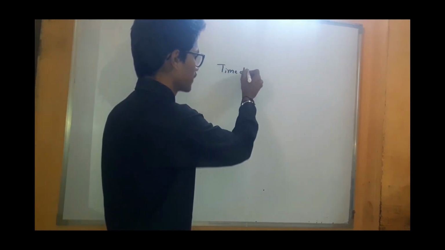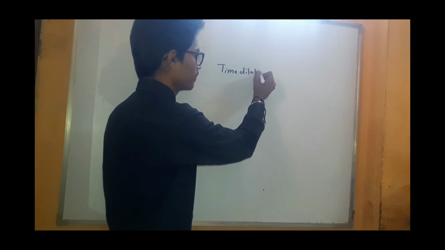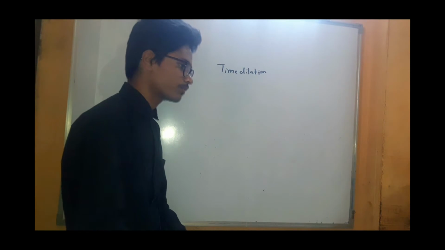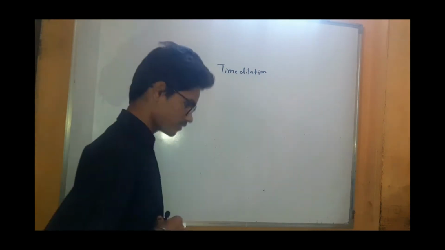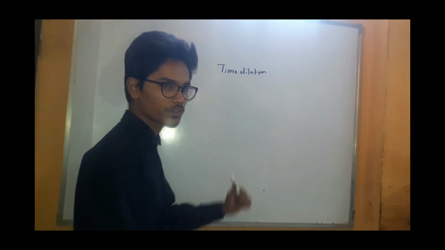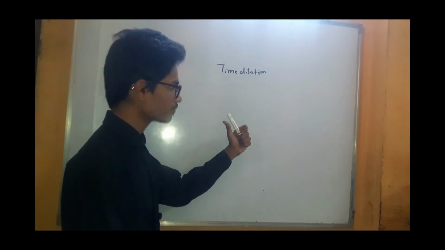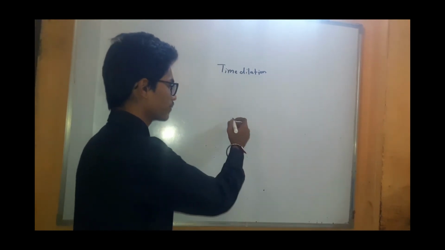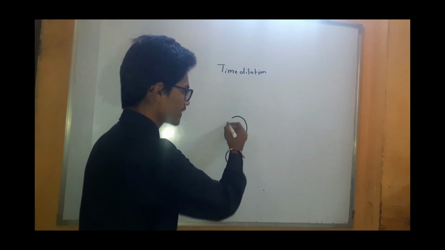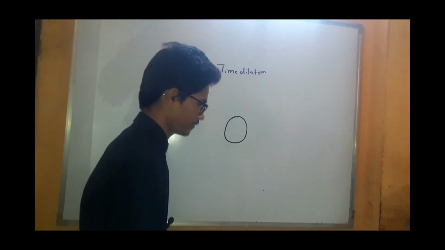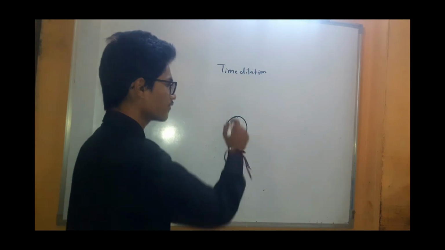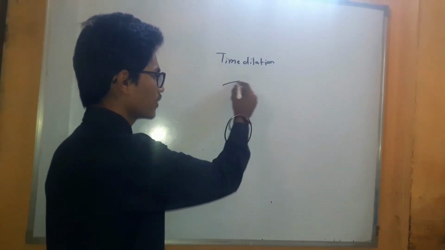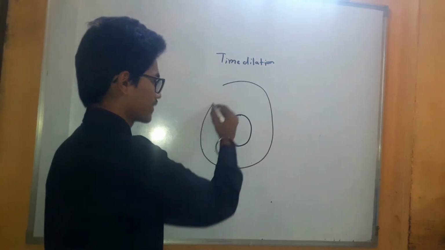This thought experiment is based on time dilation. For that, we place a source of light at the center of our experiment. Now we make a circumference of a circle of the same radius.